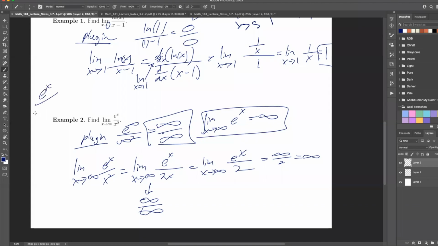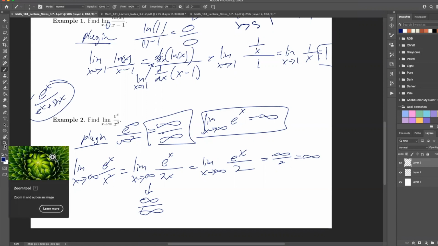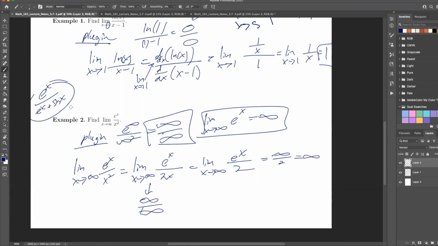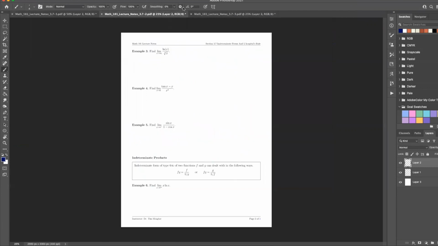If I have e to the x over e to the x plus sine of x, no matter how many derivatives I take of it, I'm always going to get an indeterminate form. And so this one actually will never resolve with L'Hopital's rule. But there are other ways to deal with that one. I don't think we get that in depth in this class.